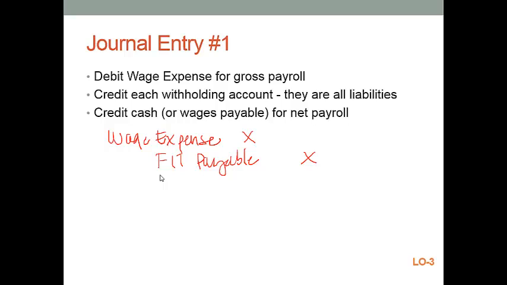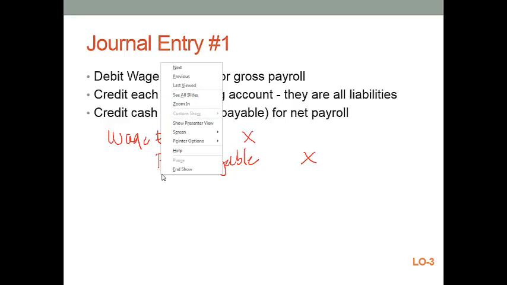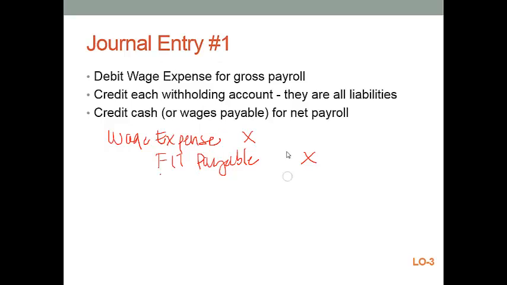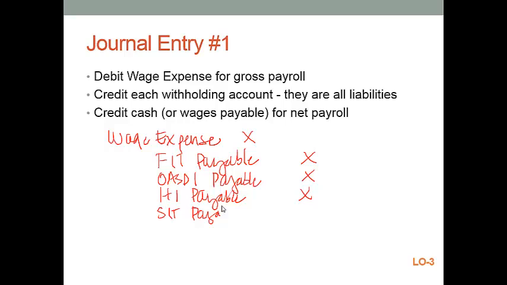Another tax that is a deduction or withholding would be something like OASDI payable. That's always taken out of a paycheck. Then HI payable, Medicare. Also, you might have state income tax that's taken out. You might have some insurance premiums, health insurance premiums or life insurance premiums, so we would have insurance payable. You might also have something like union dues that's taken out.